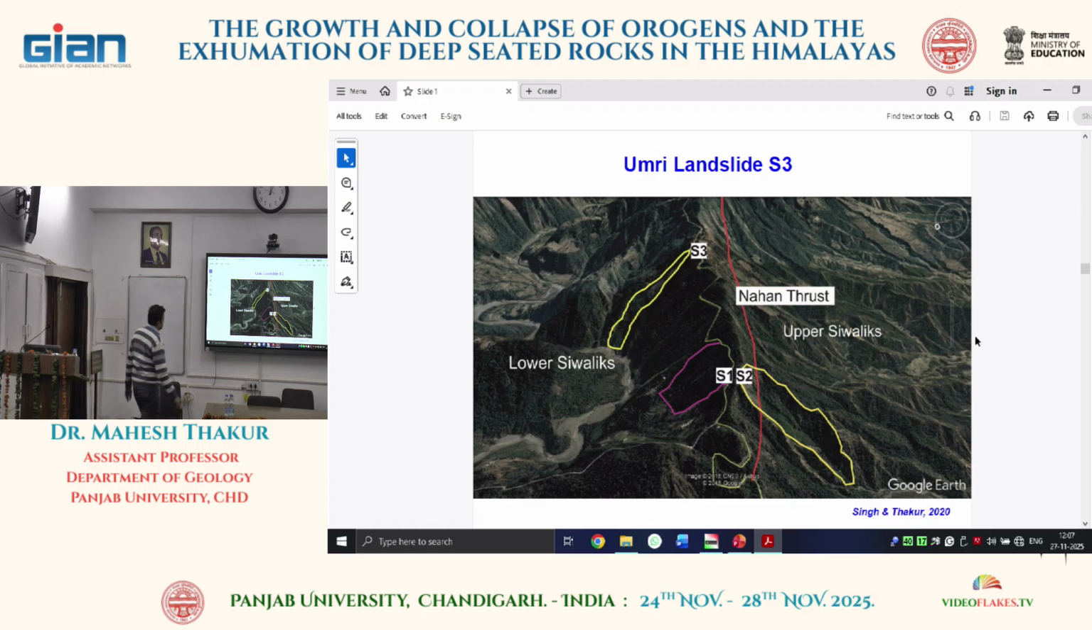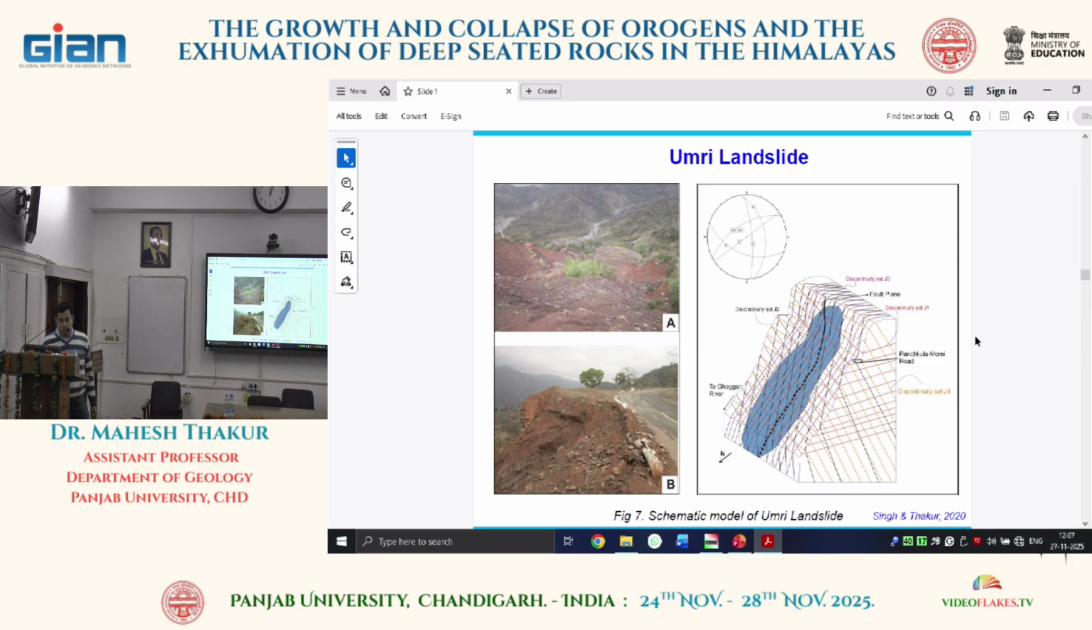The landslide is big. This is the Ghaggar River, and at the toe of the landslide we find signatures of faulting. And here also we are able to see some normal faulting going on in this landslide. This is how it looks in the field, and this is the joint data.